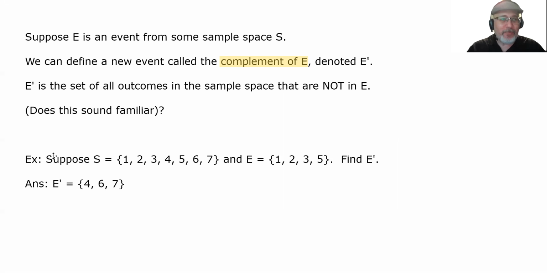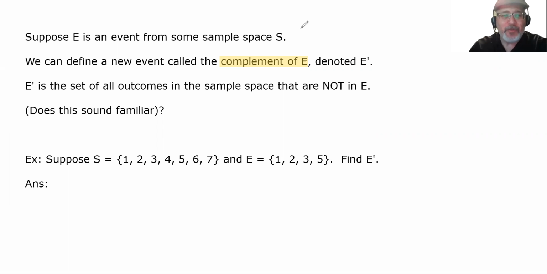Let's take a look at a quick example. Suppose our sample space is 1, 2, 3, 4, 5, 6, 7. So we're rolling a 7-sided die, if you will. And event E is the set containing the outcomes 1, 2, 3, and 5. Find E complement. Well, the answer wasn't supposed to be showing there, but just for kicks, just pretend you didn't see it for a second. What is the complement of E? Well, the complement of E would be everything in the sample space that is not accounted for in event E.